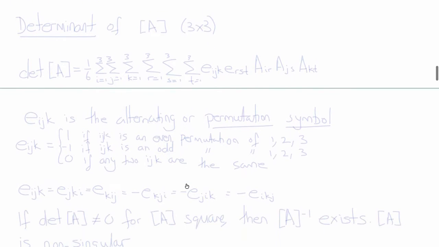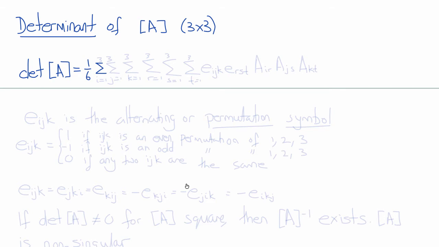So the determinant is another familiar property of a matrix. For the 3 by 3 matrix A, we could write the determinant as this nested summation: 1 over 6 times the sum from i equals 1 to 3, j equals 1 to 3, k equals 1 to 3, r equals 1 to 3, s equals 1 to 3, and t equals 1 to 3, times the special symbol eijk times erst times Air, Ajs, Akt.